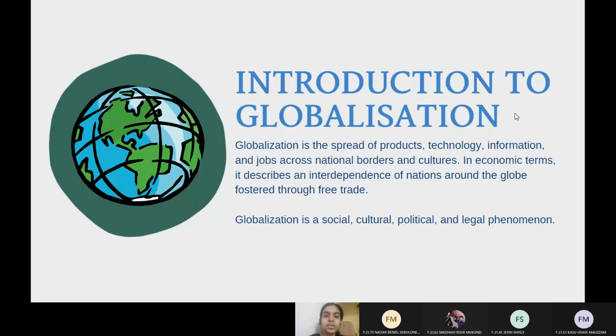And let's introduce what globalization is. Globalization is the spread of products, technology, information and jobs across national borders and cultures. In economic terms, it describes an interdependence of nations around the globe fostered through free trade. Globalization is a social, cultural, political and legal phenomenon.